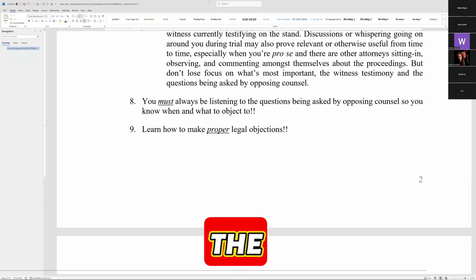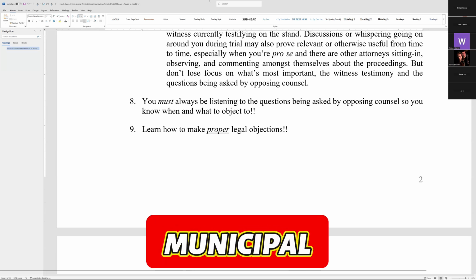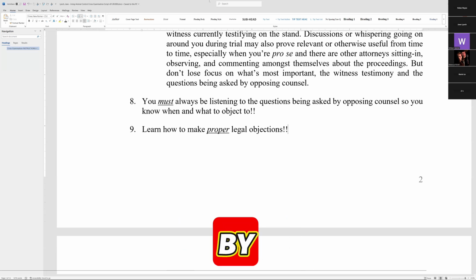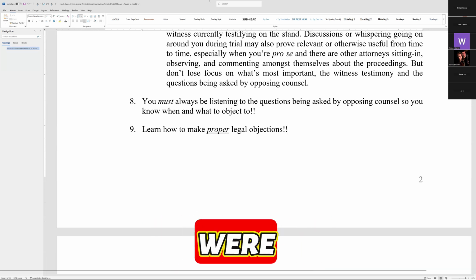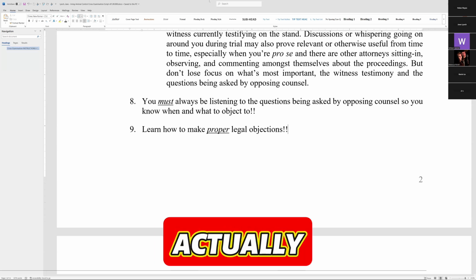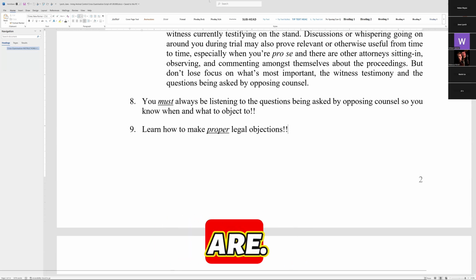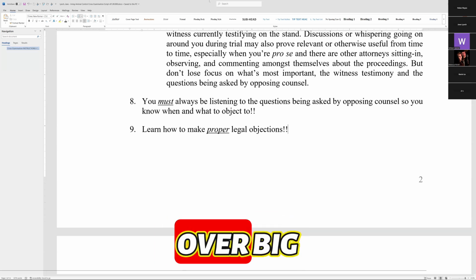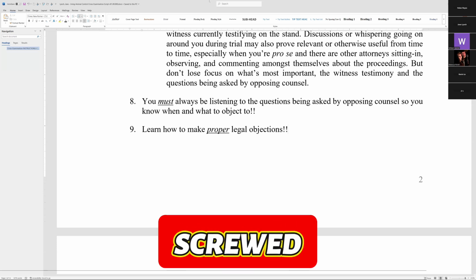But see, the ones that Jane has actually have a municipal court seal on them. They're not signed by anybody, but they have the Irving Municipal Court seal on them. Oh, mine weren't even from a court. They were from a third party. But hers actually has a seal on it that says they are. Oh, that fucked them over big time. Oh, yeah. They're royally screwed.